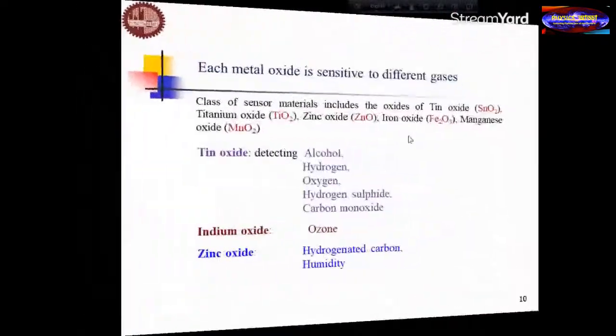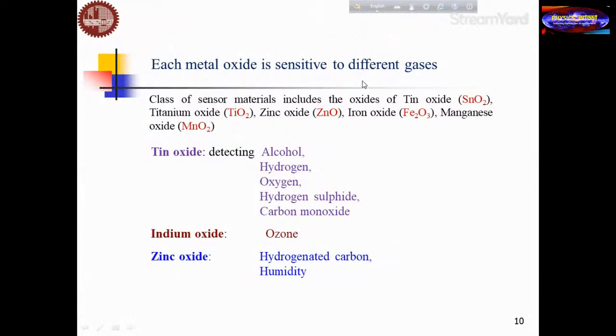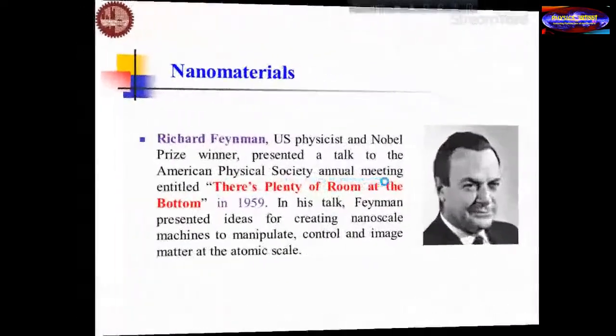Here, each metal oxide is sensitive to a different gas. Different oxide materials have the ability to detect different types of elements, like alcohol, hydrogen gas, oxygen, hydrogen sulfide, carbon dioxide. Tin oxide is the most suitable for detecting compounds like alcohol, hydrogen, oxygen, hydrogen sulfide, carbon monoxide. Indium oxide is especially used to detect ozone, and zinc oxide is used for hydrocarbons and humidity sensors. The class of sensor materials includes tin oxides, titanium dioxides, zinc oxides, ferric oxides, manganese oxides. These are all common materials we use in everyday life.